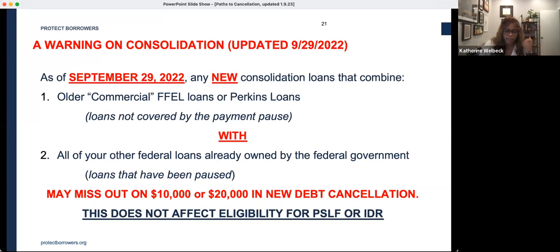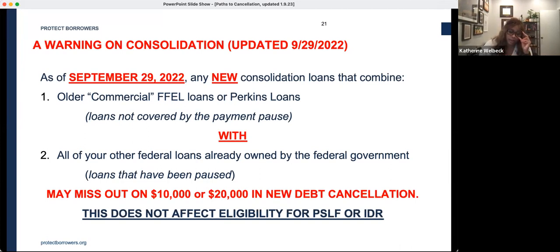As of September 29th of 2022, borrowers with commercial FFEL or Perkins loans held by an institution are no longer eligible for cancellation under the debt relief announcement from August. And we also know, again, that it's still pending in the courts, but either way, it's not eligible. So all borrowers who consolidated before September 29th do not need to worry about this.